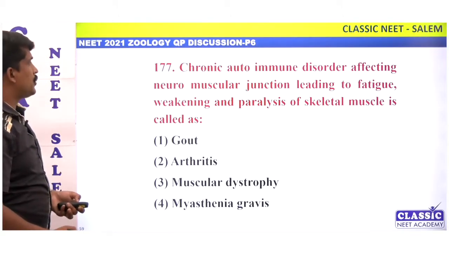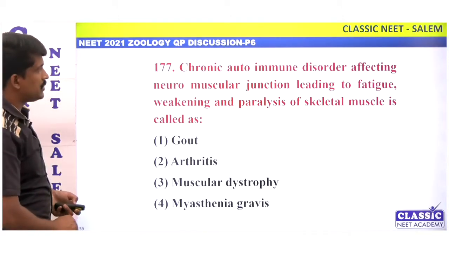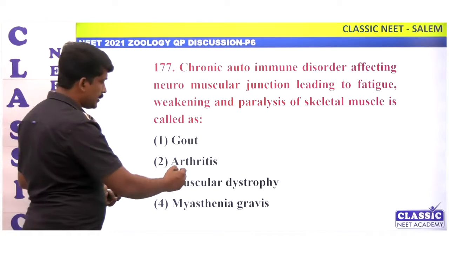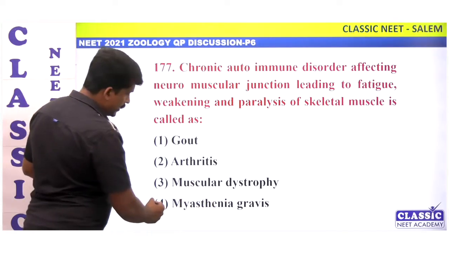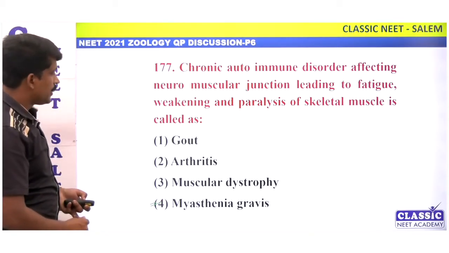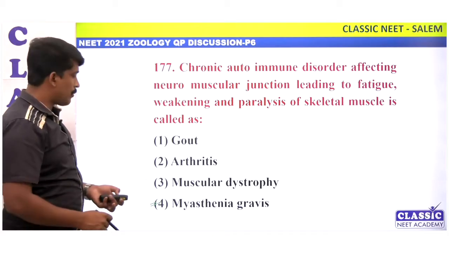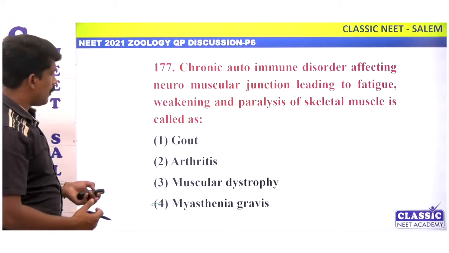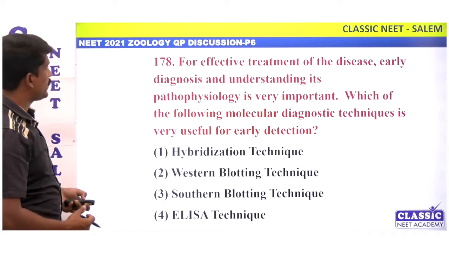Chronic autoimmune disorder affecting the neuromuscular junction, NMJ, leading to fatigue, weakening and paralysis of skeletal muscles, and that is our favorite disorder, myasthenia gravis, an autoimmune disorder. Yes, where the receptors are either destroyed or blocked by antibodies produced by our own body. So the fourth option is the right answer, students.